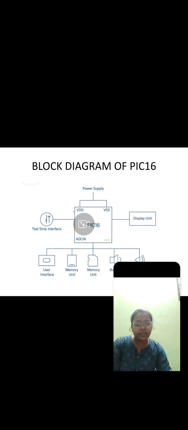In our blood glucose monitor, we even have a buzzer. So once the calculations have been done and the final results have been published on the display unit, we will hear a beep sound from the buzzer. That's why a buzzer is there.